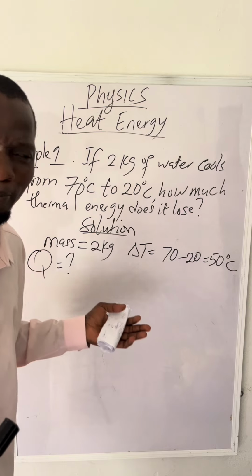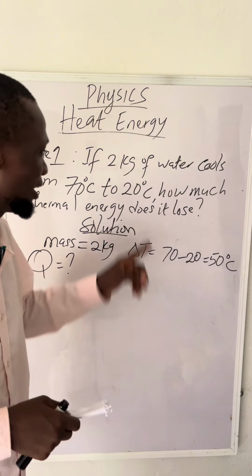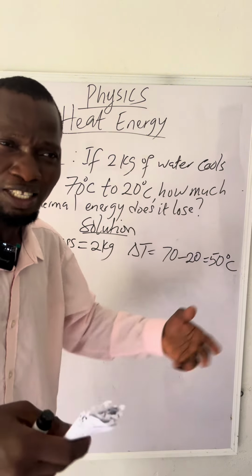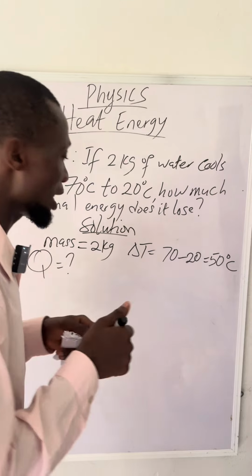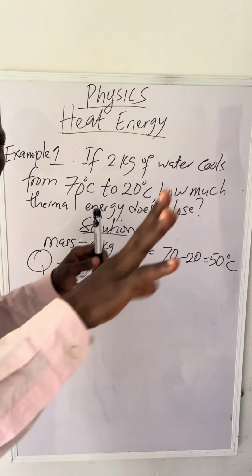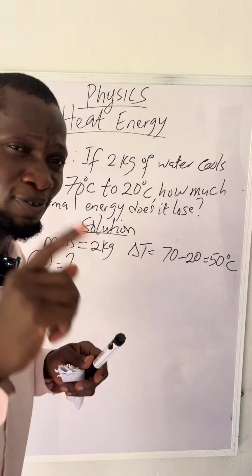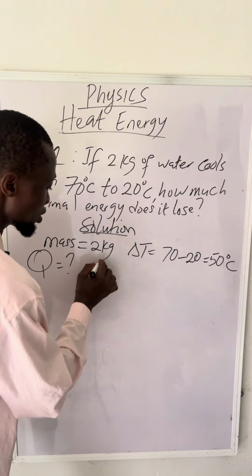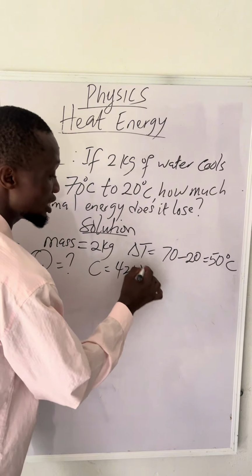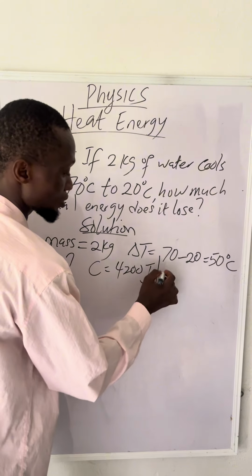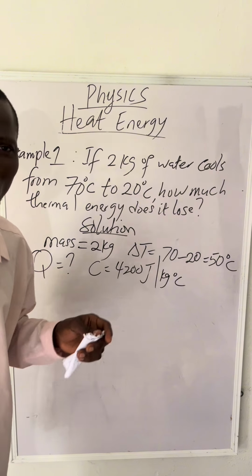What about specific heat capacity? They don't give me specific heat capacity. But I told you the other time that this is water, so you should be conversant with it. Don't say they do not give me every time. As a student, you should know some things offhand. So whenever they do not give me, as long as I know it is water, I'm going to know that the specific heat capacity of water, C, is equal to 4,200 joules per kg per degree Celsius.